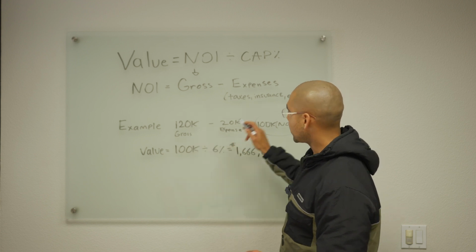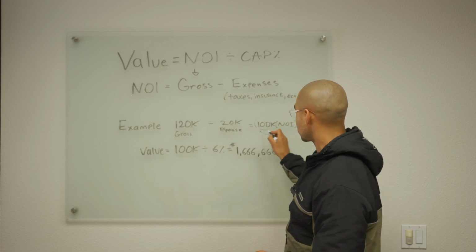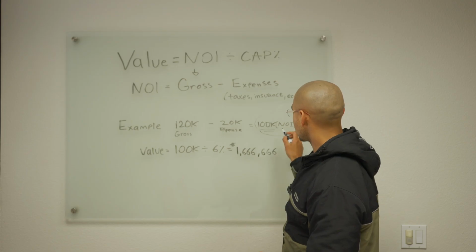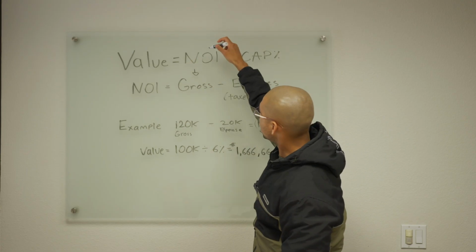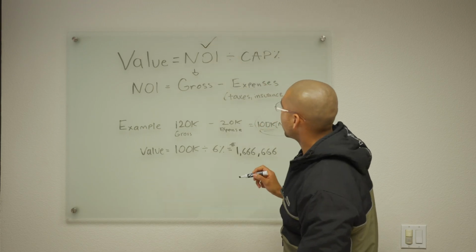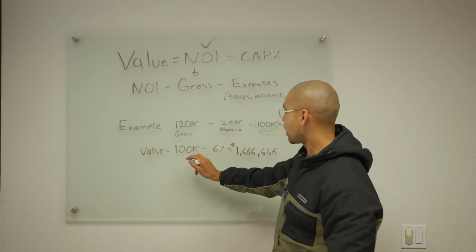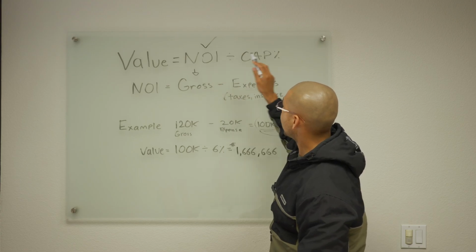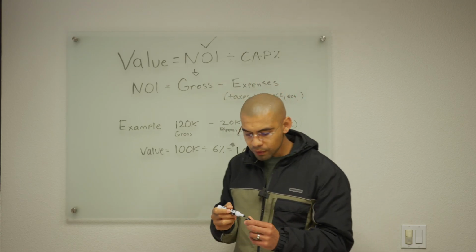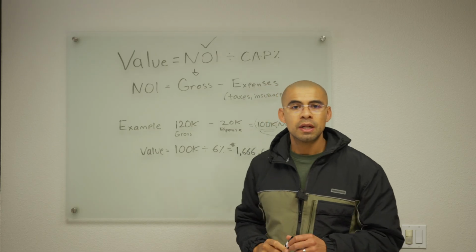$120,000 gross minus the $20,000 is $100,000. Okay, $100,000 of net operating income. Okay, so back to the formula of value. So we just solve for this. We've got the NOI, the net operating income, down here, $100,000, and we need to divide that by the market cap rate. There's a lot of confusion around cap rates.